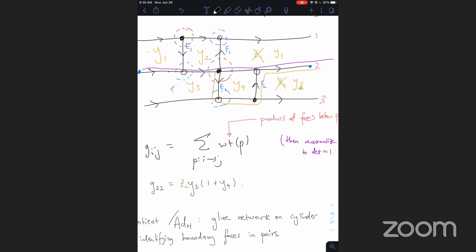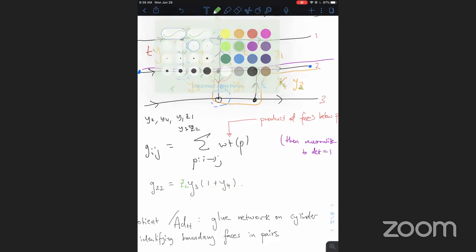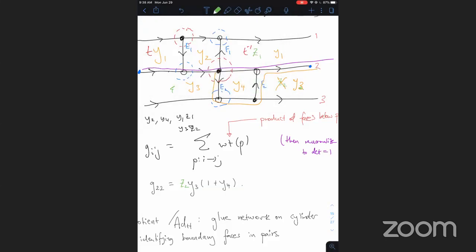We've really passed to the subalgebra, in this case generated by y2, y4, y1 z1, y3 z2. Because the diagonal action of this torus has the effect that the first generator will scale this y1 by t, and will scale the original z1 by t inverse. So to get the invariant combination, you take that product.